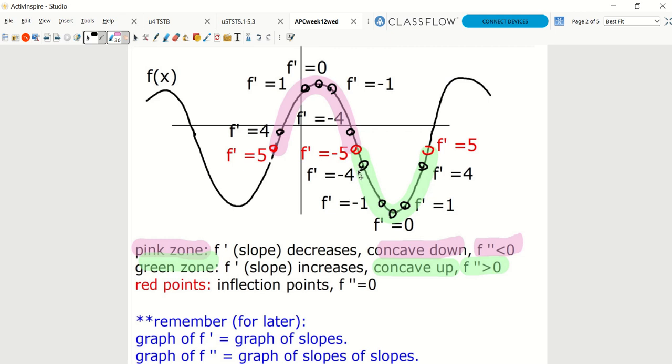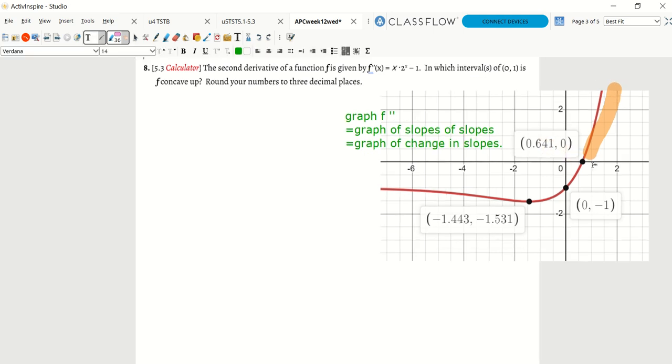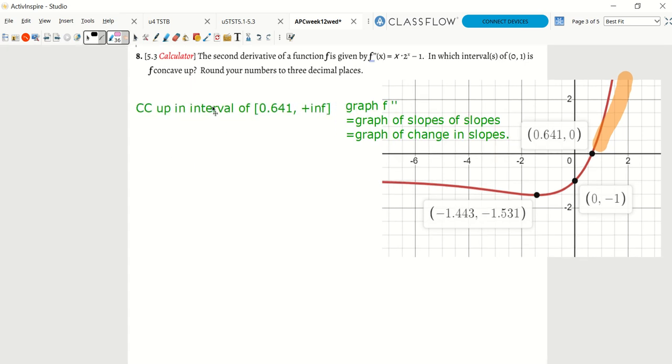Okay, so this is the graph of change in slope. So we're looking for where it's positive. Okay, and it's right here. All right, that's where it's concave up. Okay, and so your answer would be 0.641. It is concave up in the x interval of 0.641 to positive infinity. Okay, so in an interval of, something like that.